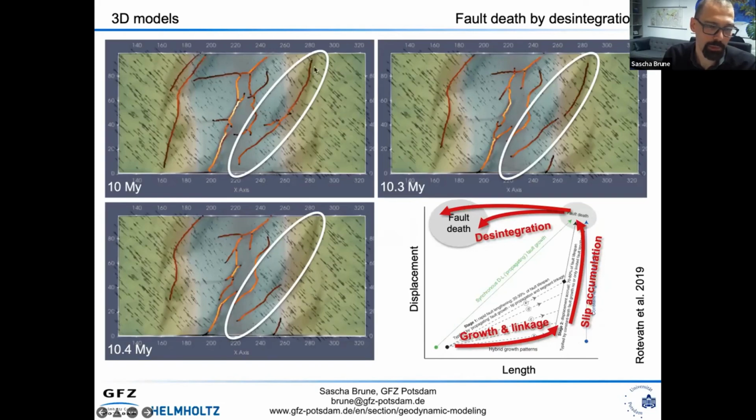And we can also see how faults die. And this is one example. This big fault is disintegrating. It's not just stopping and ending up with high displacement, high length in the upper right corner. Instead, it's disintegrating and getting smaller length and high displacement. So faults don't die in the upper right corner of this diagram. They die in the upper left corner of this diagram.